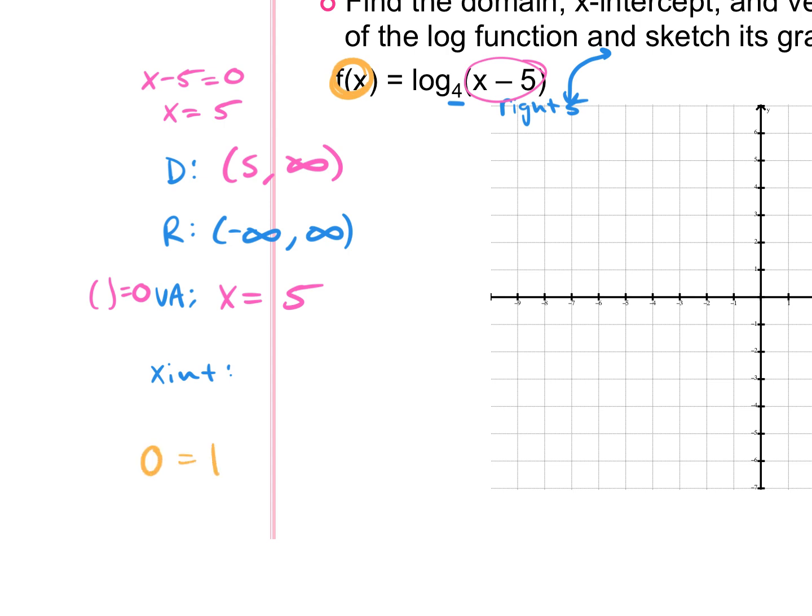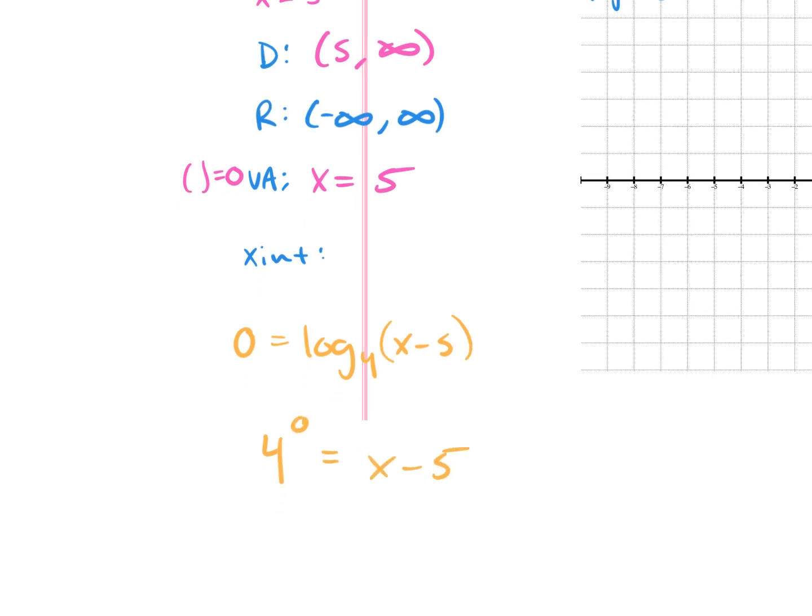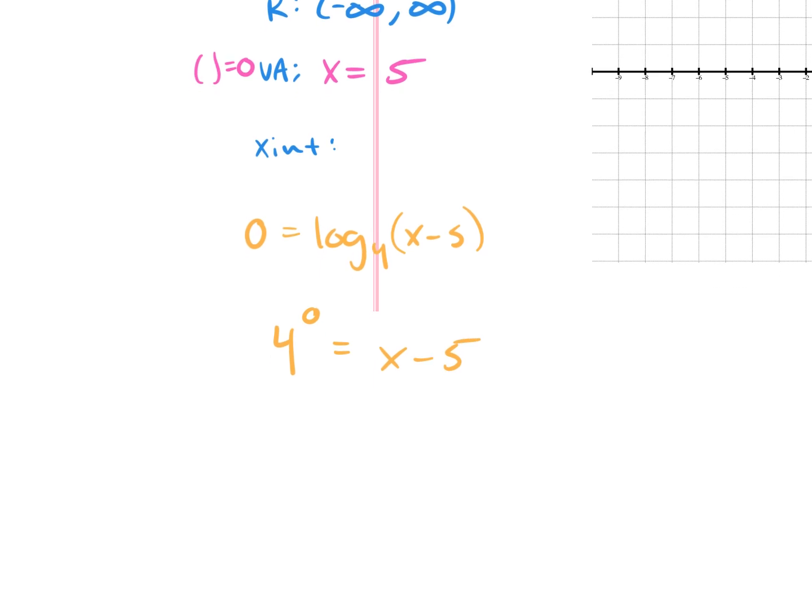So 0 equals log base 4 of x minus 5. Let's put this into exponential form. So I'm starting with 4 to the power of 0 equals x minus 5. What would we do next? You make 4 to the power of 0 to 1. Awesome, 4 to the power of 0 is 1. Both sides. And then we're going to add 5. Perfect.